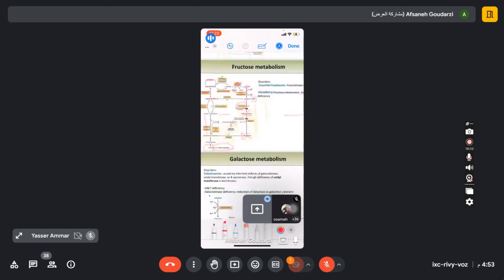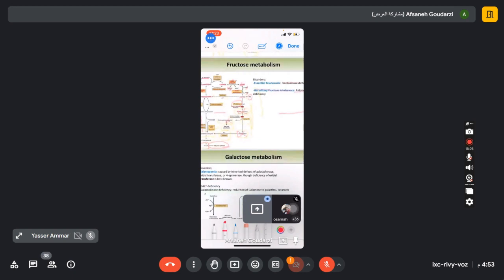This patient will suffer from hypoglycemia because the accumulation of fructose 1 phosphate interferes with glycogenolysis in the body. Therefore, since the glycogen could not be broken down, the level of glucose becomes low. The person will suffer from hypoglycemia. So this was the story of fructose metabolism.